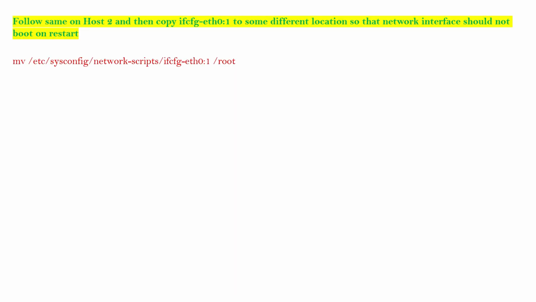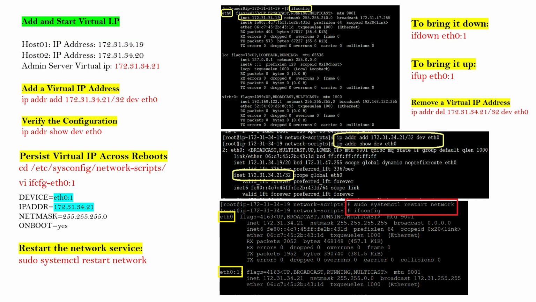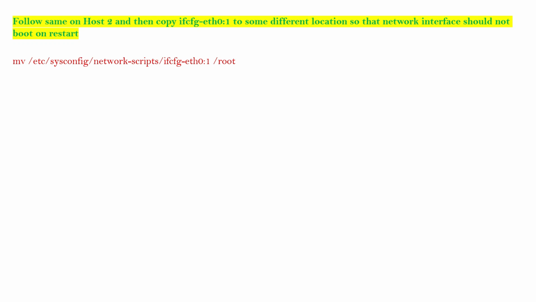Okay, so now follow the same on host 2 and then copy ifcfg-eth0:1 to some different location so that the network interface should not boot on restart. That means whatever configuration we have done on machine 1, we have created a virtual IP here, right? The same virtual IP you have to create on node 2, host 2. Why? Because we are going to migrate our admin server from host 1 to host 2. So that means this virtual IP should be available on host 2 as well.